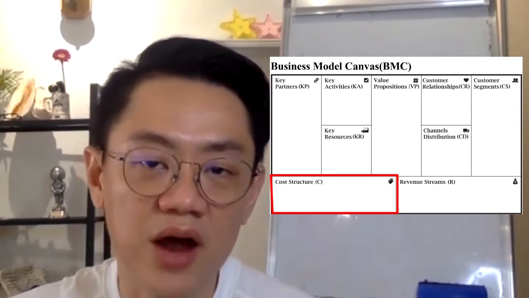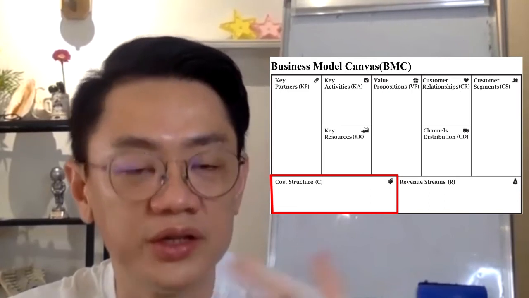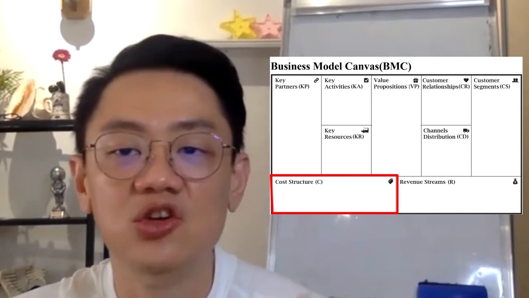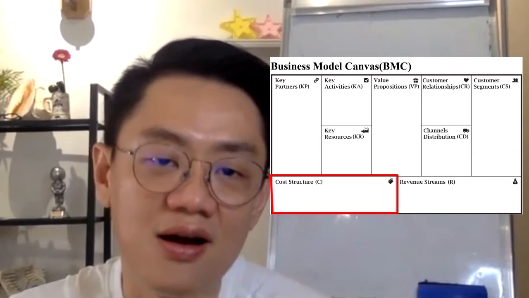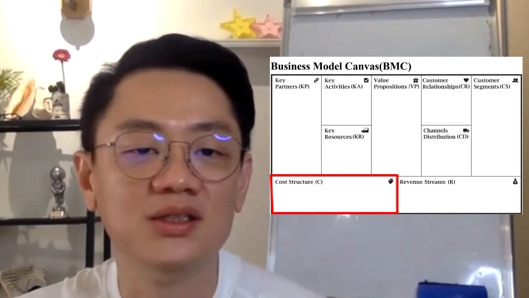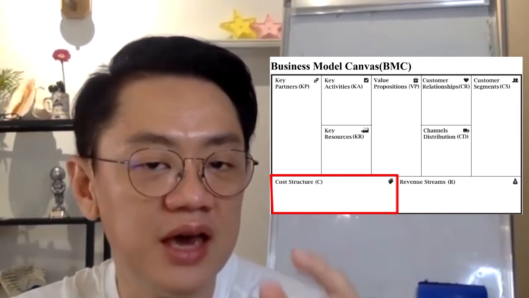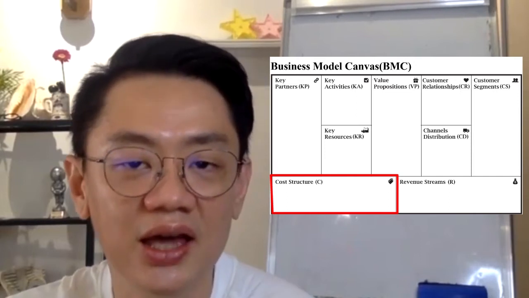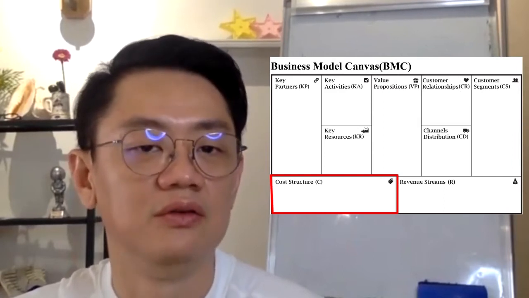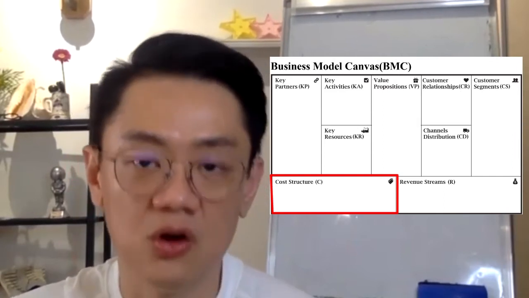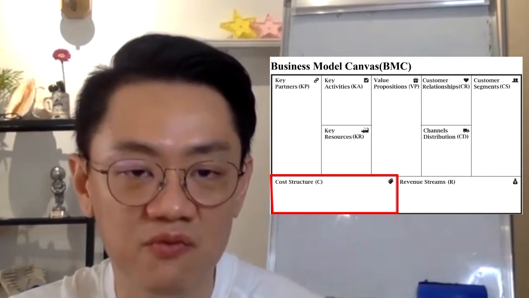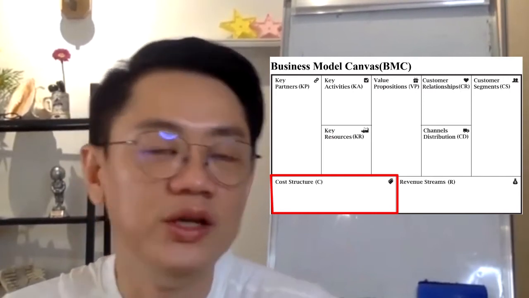You must take into account every single cost associated with the purpose of operating your business. Place emphasis on the cost of creating and delivering your VP, the cost of creating R, the cost of maintaining CR. This would be clearly set out once you have clearly identified the component of KP, KA, and KR. It is up to you to decide if your business is cost-driven, for example, focus on minimized costs, or is value-driven. Let's say, focus on giving customer maximum value. This is all you can find within a BMC.